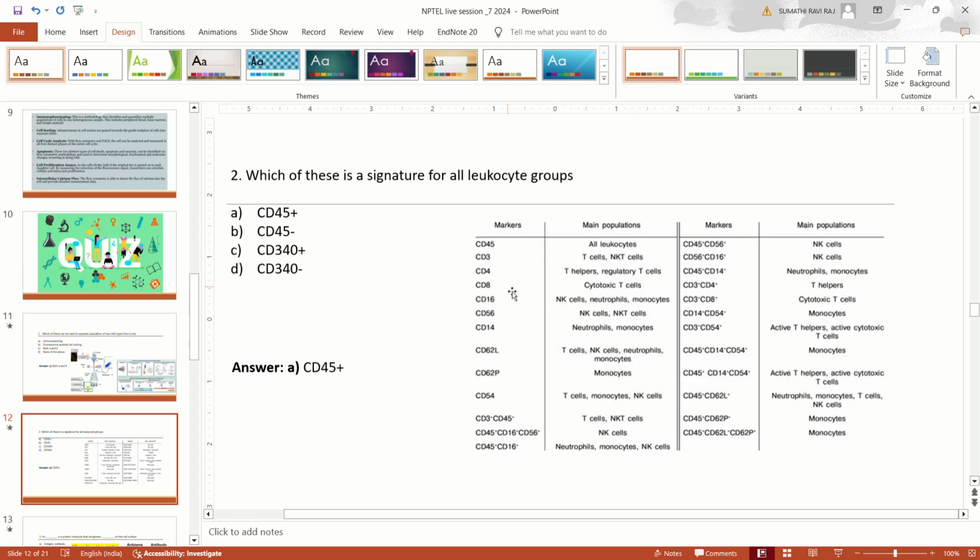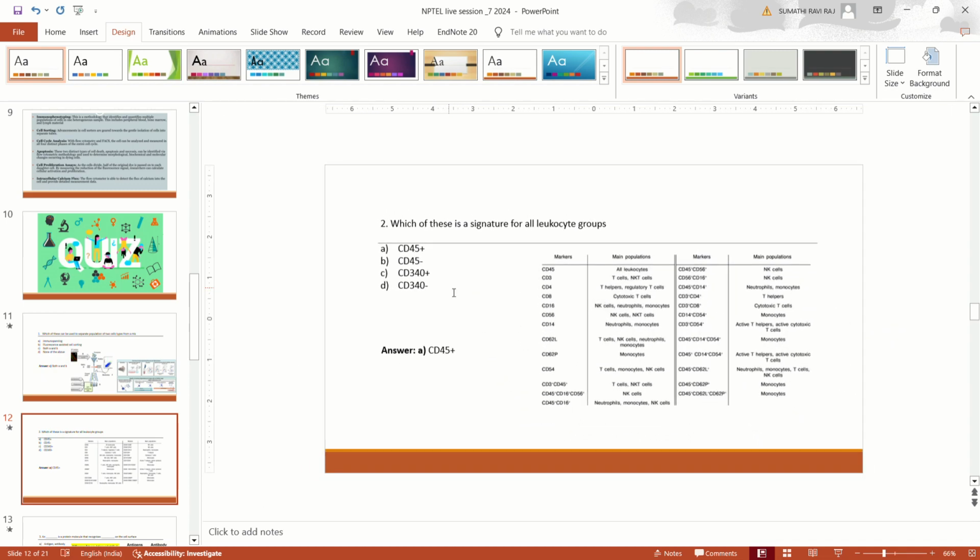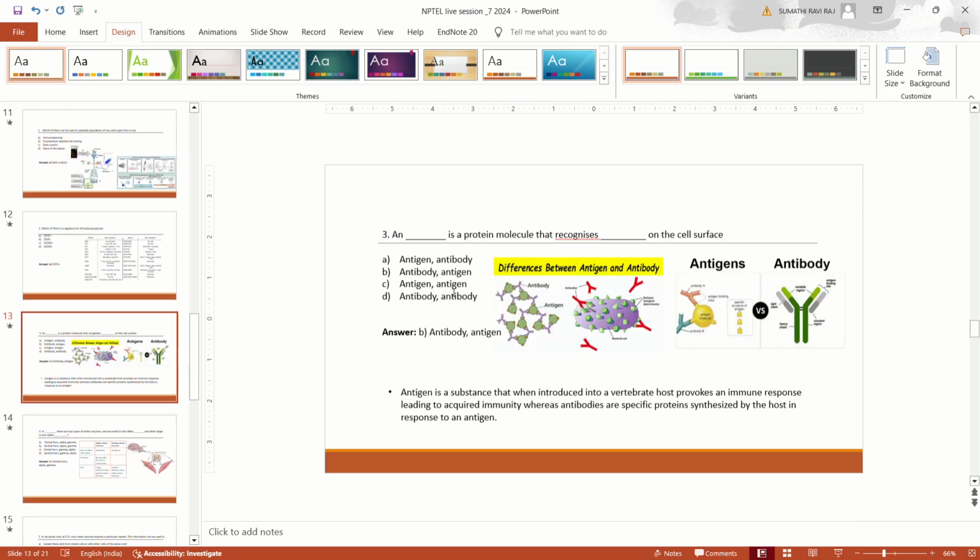For example, with your CD3, CD4 you have your T cells mostly, and then your CD8, your CD16. If you use a combination of markers like 45, 16, 56, you will have only NK cells. If you have a specific marker like CD62P, you will get only monocytes. So these kinds of markers you can make use of to separate your cells of interest.